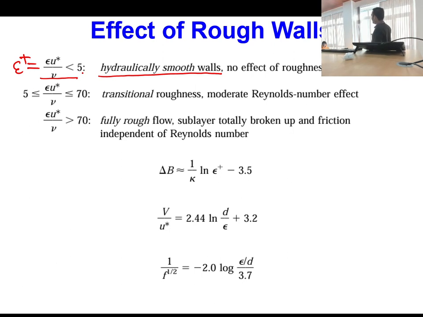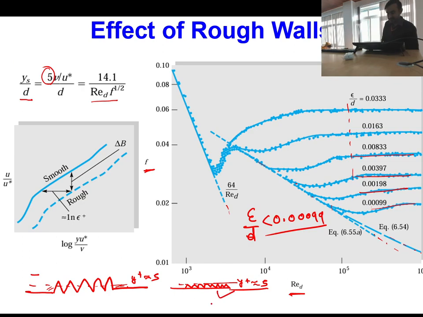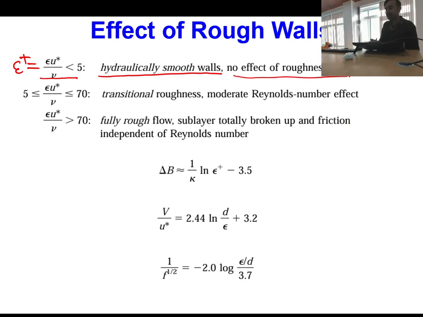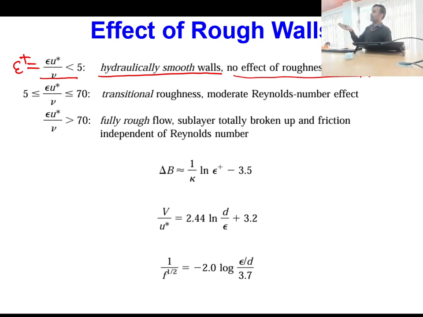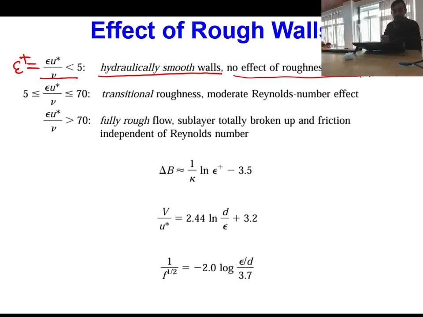Okay, and if this condition of hydrodynamic smooth pipe is valid, it means I am referring to this second condition. If this second condition is valid, then I will not be having any effect of roughness on the friction factor. Is this point clear? Okay, if my pipe is hydrodynamically smooth, it means if my epsilon plus is less than 5, then of course I will not be having any effect of wall roughness on the friction factor.